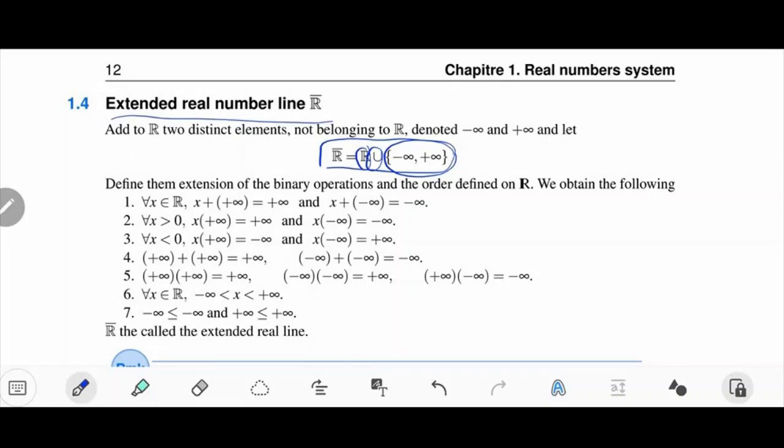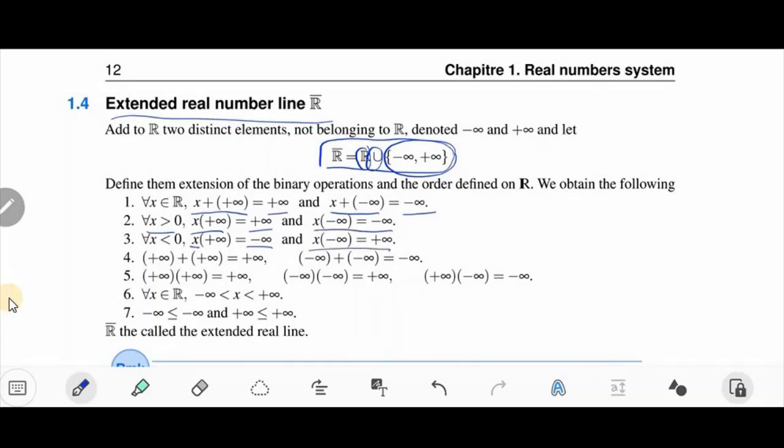So we'll say that if we add an element x to plus infinity, it will give plus infinity. This number will always remain something bigger than all the elements. And if you add x to minus infinity, it will be minus infinity. If you multiply x by plus infinity, it will be plus infinity if x is positive, and minus infinity if x is negative. And if you multiply x by minus infinity, it will be minus infinity if x is positive, and plus infinity if x is negative.